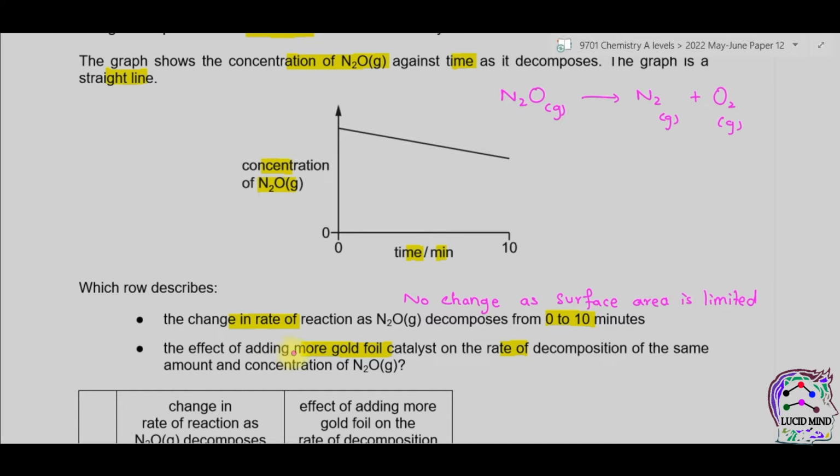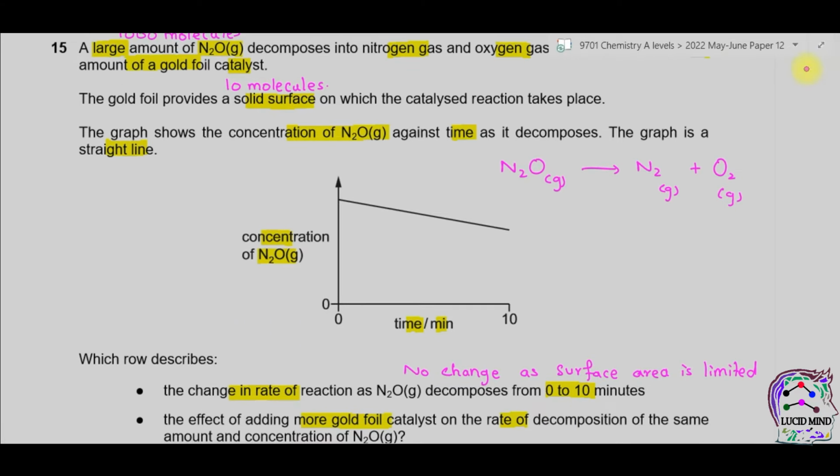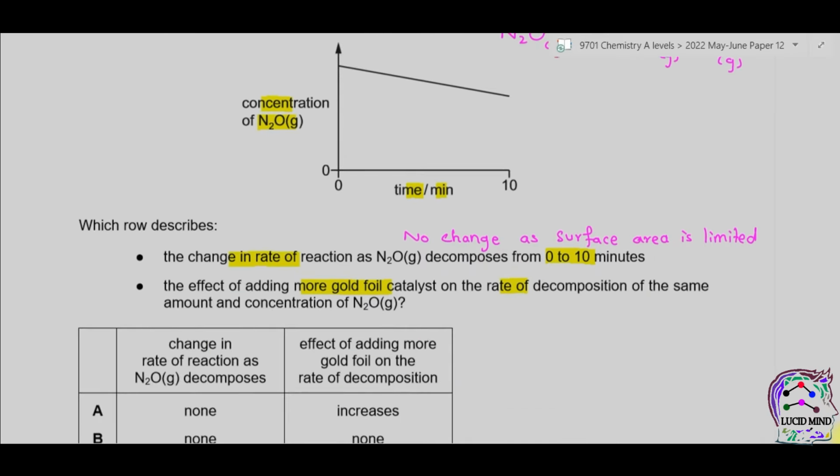Second thing, the effect of adding more gold foil catalyst. What happens to the rate of decomposition if we add more catalyst? If you add more catalyst, you are basically increasing the surface area. So instead of 10 molecules, it might become 100 molecules. When the number of molecules decomposed is greater, what will happen to the rate? The rate will definitely increase.